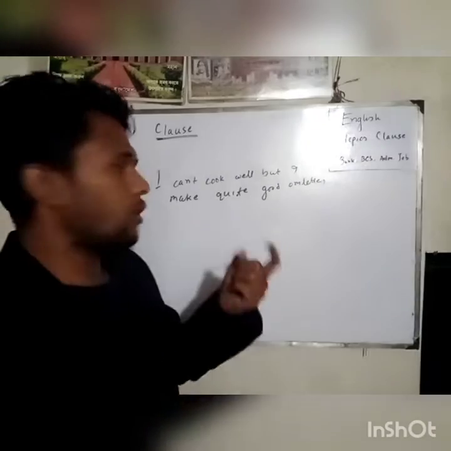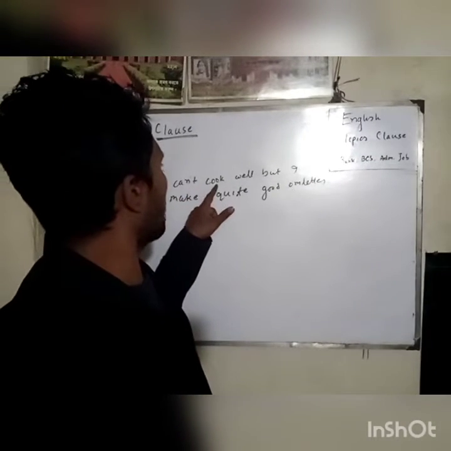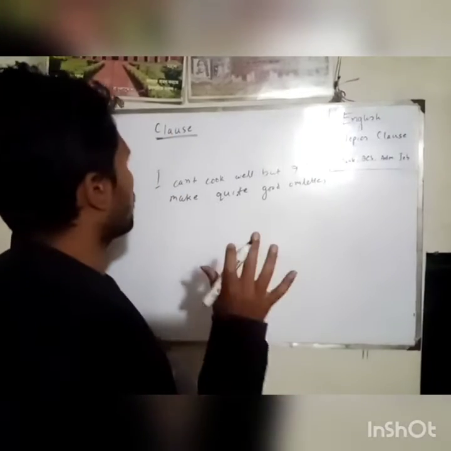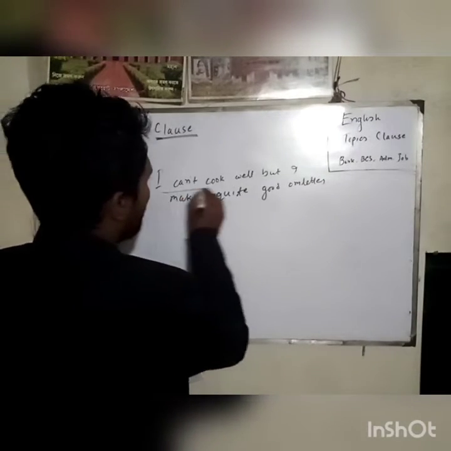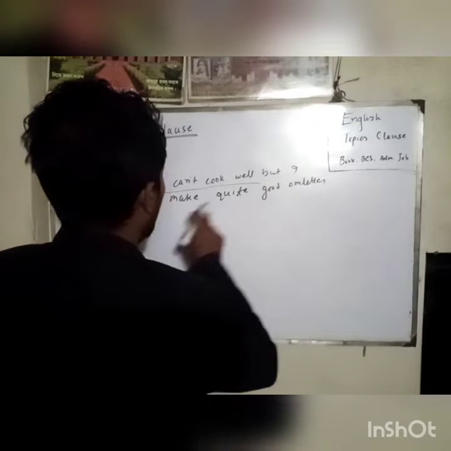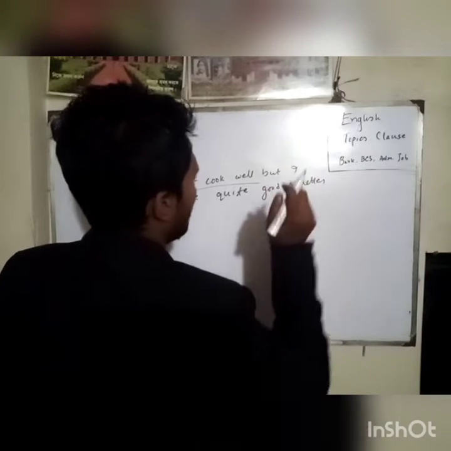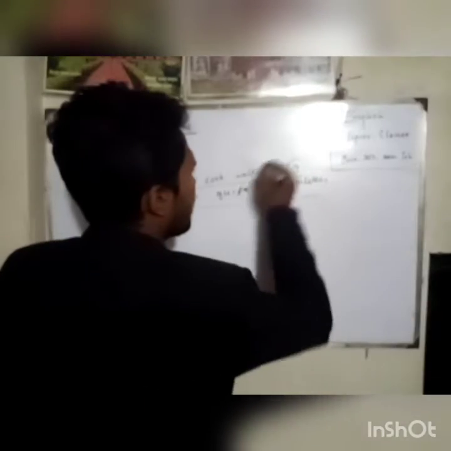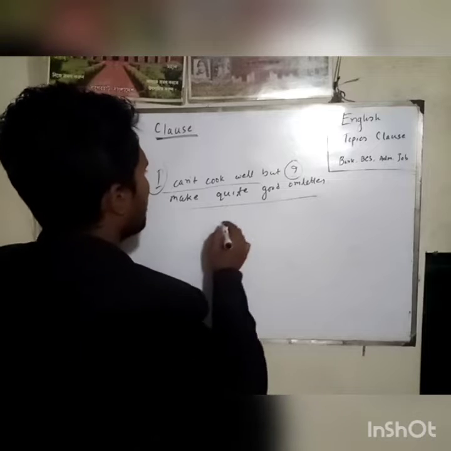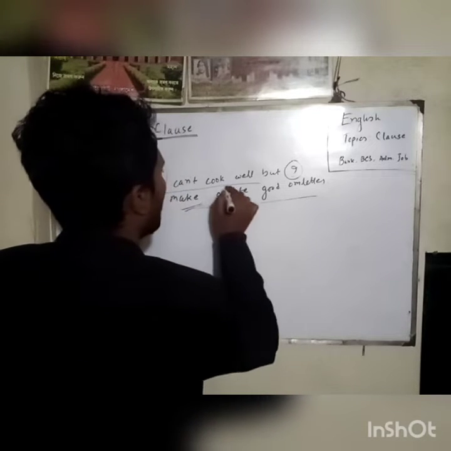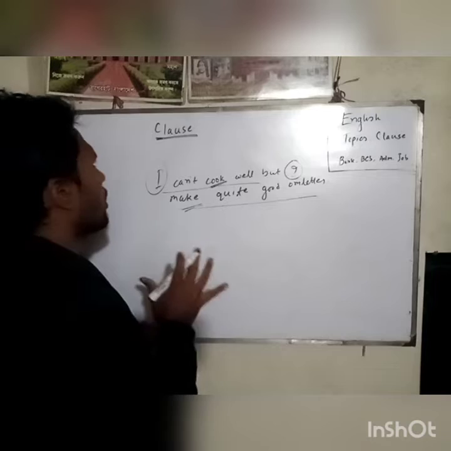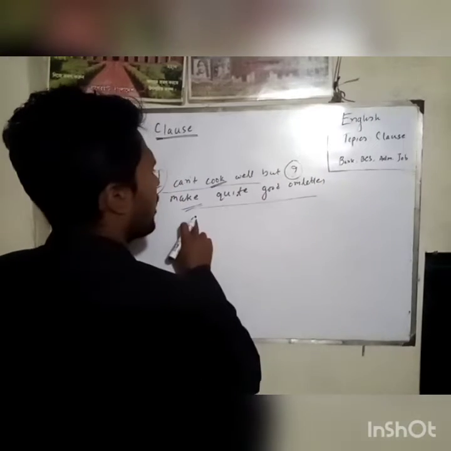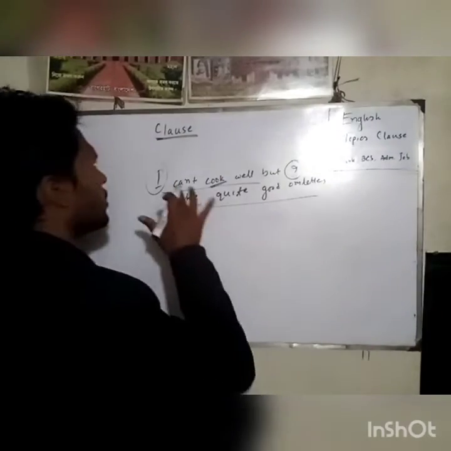Here: I cannot cook well, but I make quite good omelets. Here two clauses are in here. First one, I cannot cook well, and second one, I make quite good omelets. If we look, this is a subject and this is another. Here is a verb and here is a verb. So a clause means a group of words that has a subject and a verb and describes a meaning. That's called a clause.